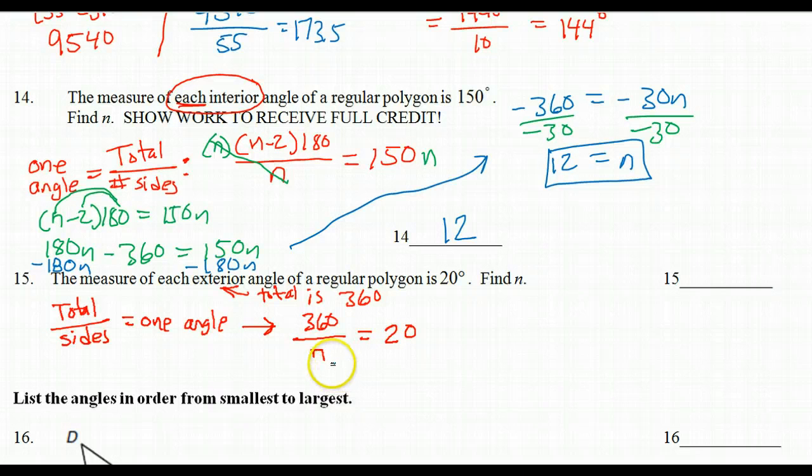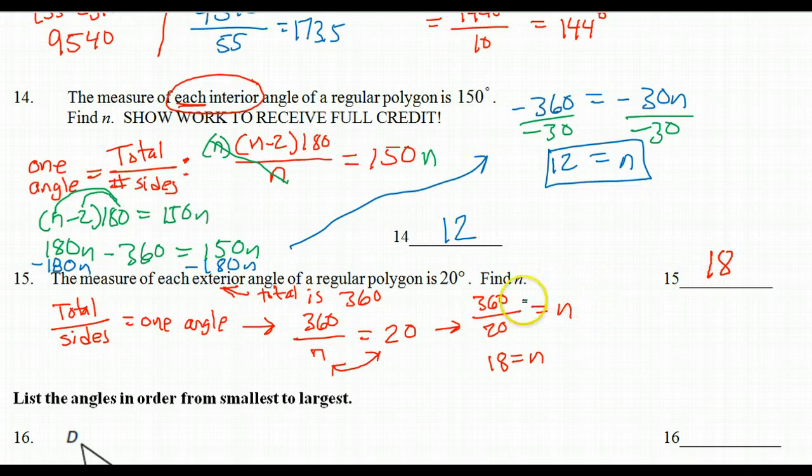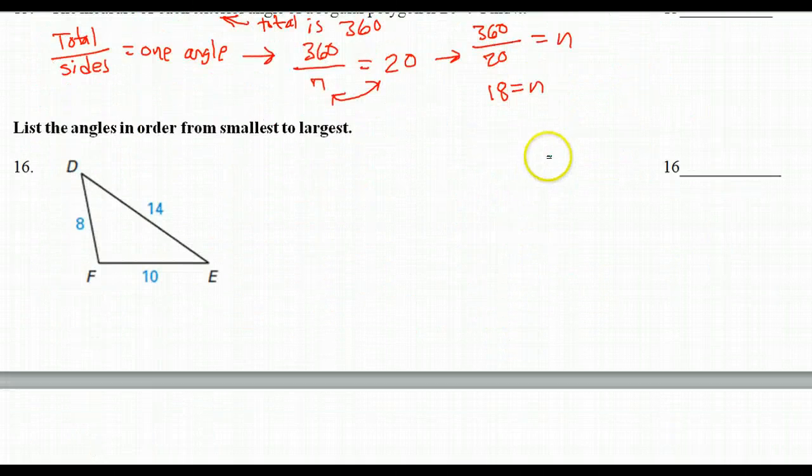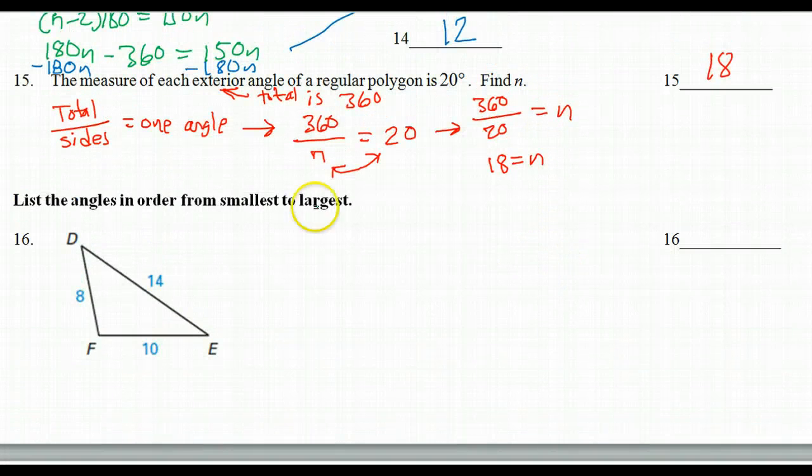Do you remember what we learned? When the unknown is in the denominator like this, what can I do? I can do the reversal. So this is going to become 360 over 20 is equal to n. That's going to be 18. So there's number 15. 18 sides. Okay, this is the last one.